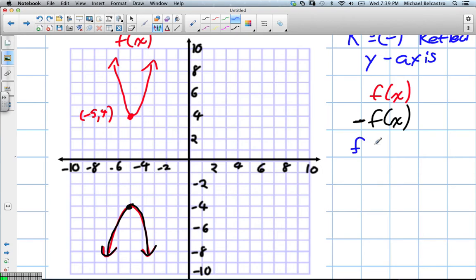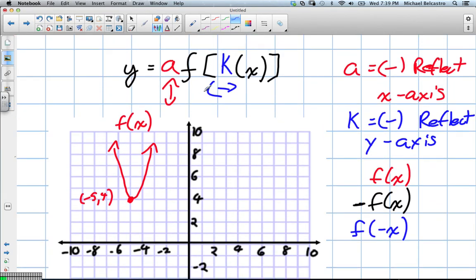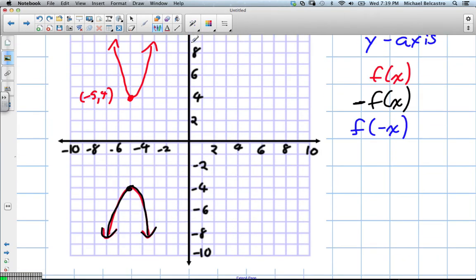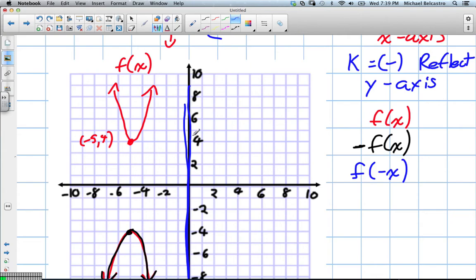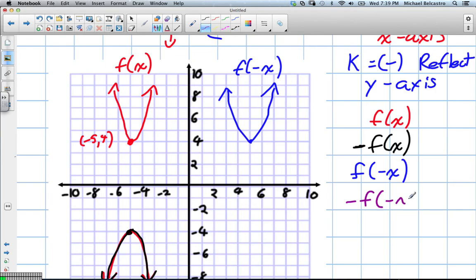Well, what if we had written the function f at negative x, sorry. Would that represent our A or a K? K. And we said that's a reflection on the y-axis. Remember left and right. Well, if it's a reflection on the y-axis, think of it like we have a mirror image going the other way. So this is at +5 and 4. So this would be the function f at -x.